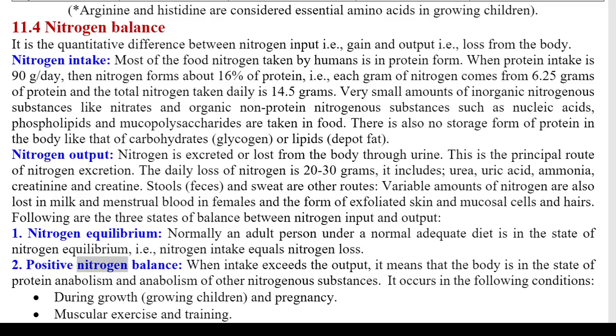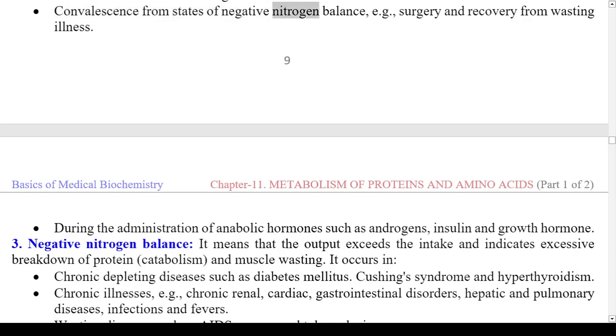2. Positive nitrogen balance. When intake exceeds the output, it means that the body is in the state of protein anabolism and anabolism of other nitrogenous substances. It occurs in the following conditions: during growth, growing children, and pregnancy. Muscular exercise and training. Convalescence from states of negative nitrogen balance, example surgery and recovery from wasting illness.